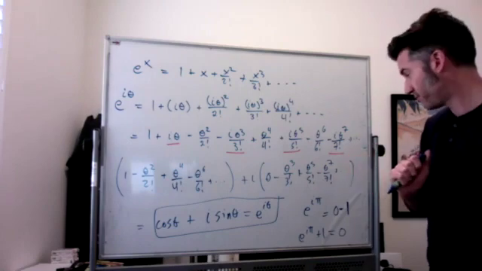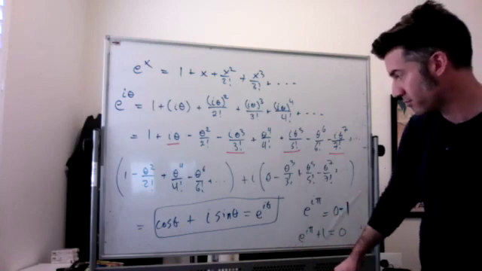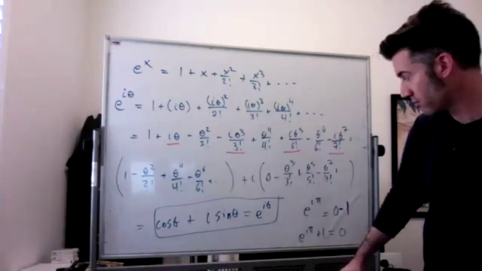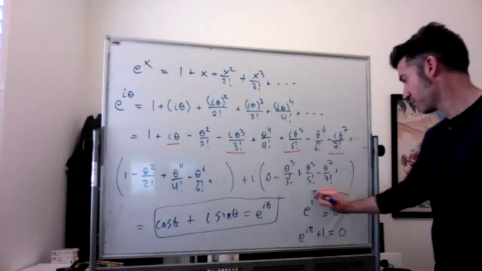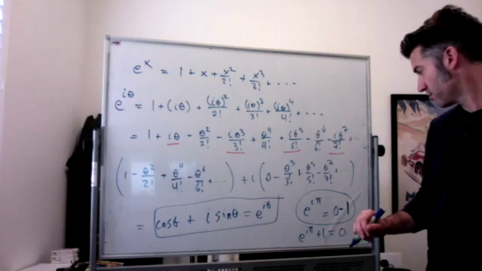So you have cosine theta plus i sine theta, and then you end up with, or sorry, for e to the i pi, you equal 0 minus 1. So where does that 1 come from?